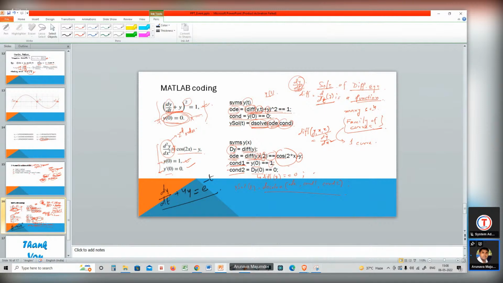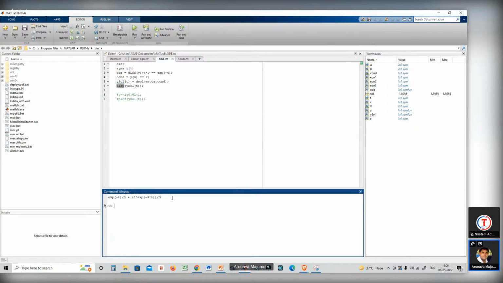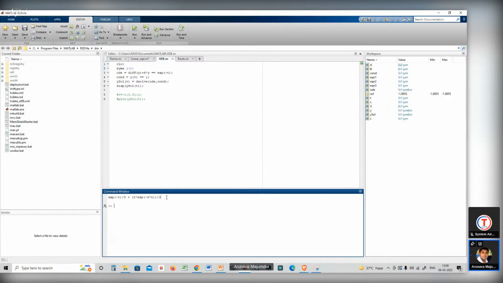now go to MATLAB here. Yes, this one. Now the condition is given, y(0) equal to 1. You can see ysolve(t) is equal to dsolve(ODE, condition). And disp is nothing but display. Now if I run it, look, this is the solution of it. Since there is a condition given, it will give a particular solution, so no arbitrary constant is there.